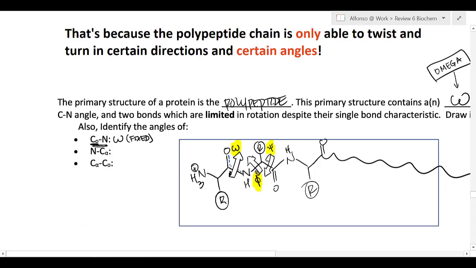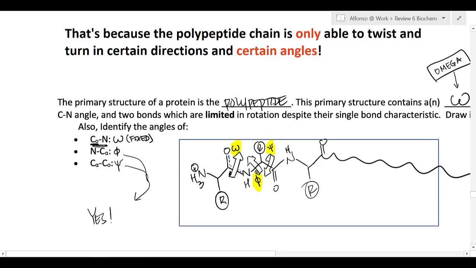Okay, so can the phi and the psi angle rotate? Yes, they can. What is the name of the angle between the nitrogen and the alpha carbon? Phi. Good job. And what about the angle between the alpha carbon and the carbonyl? Psi. Okay, can these rotate right here? The nitrogen alpha carbon and alpha carbon carbonyl, can these rotate? Yeah.